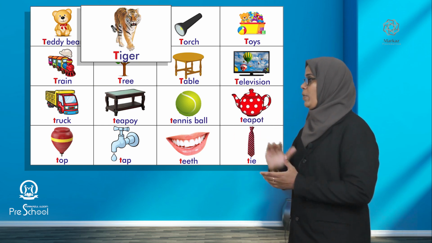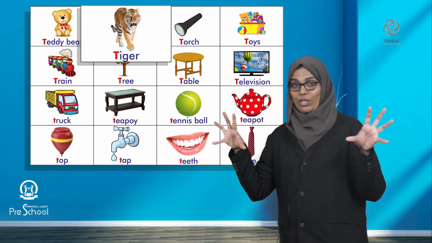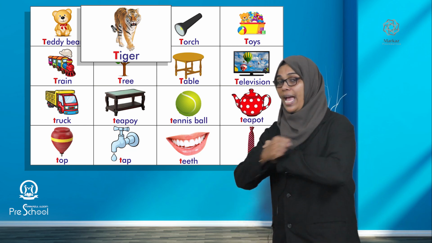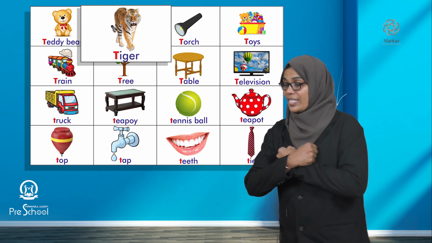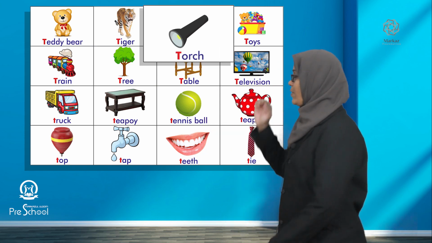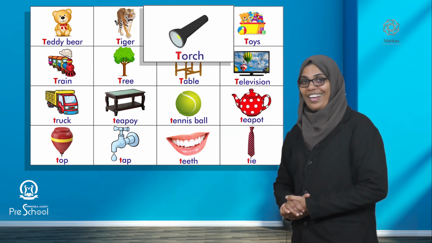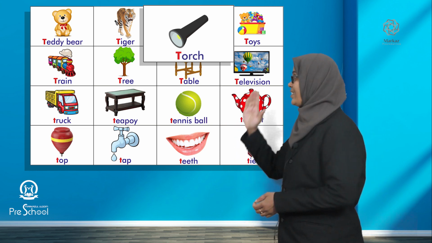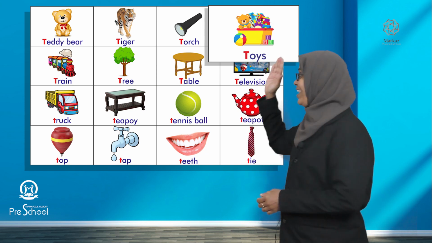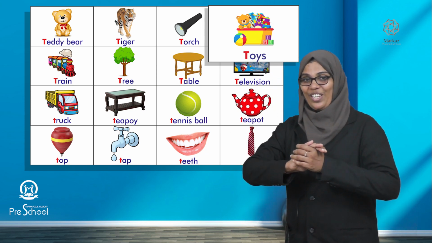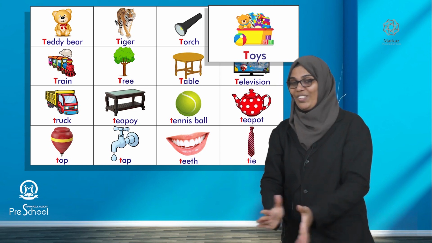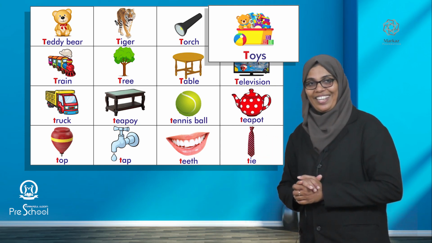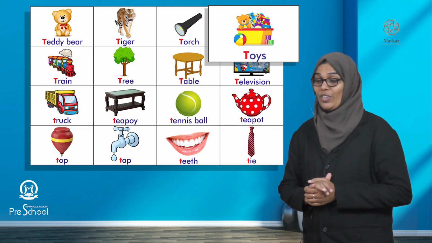Okay. Then the next picture. What is it? Grrr. Yeah, tiger. It's our national animal. And tell me which is the next picture? Torch. If there is no current, we use this, right? Yes, torch. And tell me the next, what is it? You are very fond of it. Yes, toys. Okay.